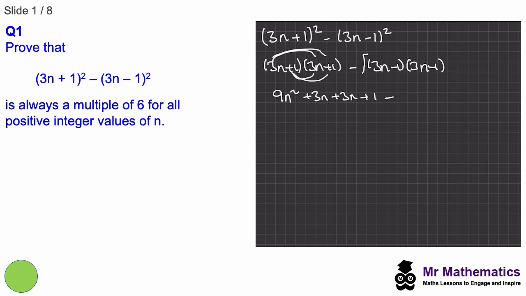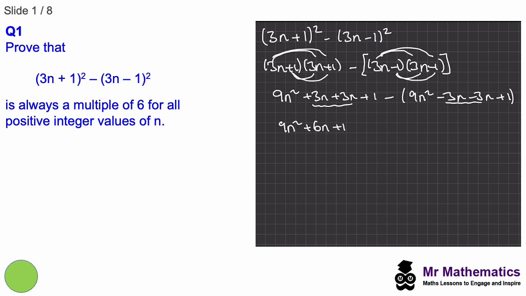minus, and we'll put this in square brackets. So now we have 9n squared minus 3n, minus another 3n, and a negative 1 times a negative 1 is positive 1. So we'll tidy up both terms. We can collect these two together. So we have 9n squared plus 6n plus 1.